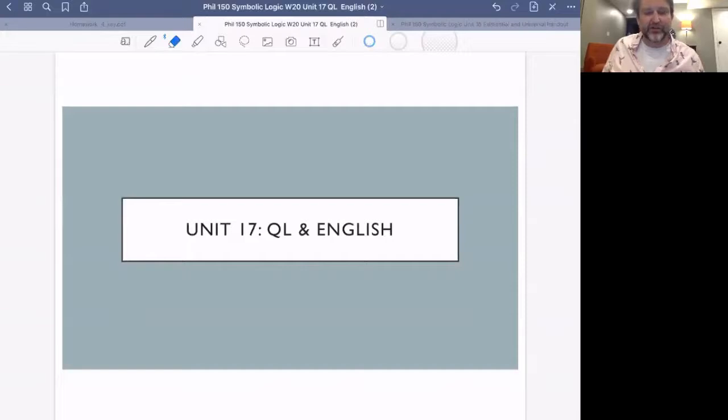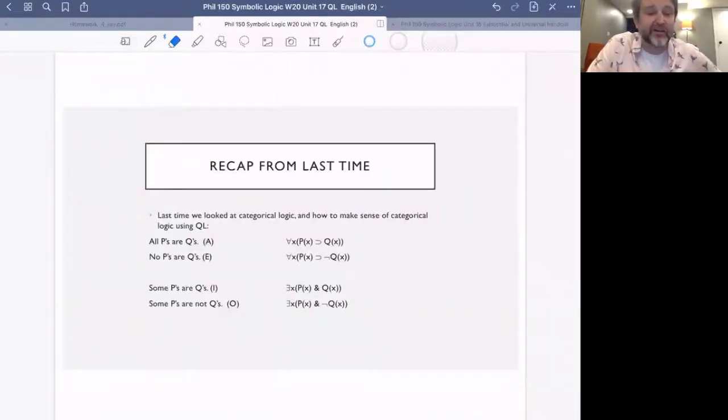Okay, welcome to Unit 17, Quantified Logic in the English Language. Tonight we're going to be talking about how to translate some typical forms of quantified sentences into QL. So last time, remember, we were introduced to the universal and the existential quantifier. And today we're going to look at how some of these quantifiers are used in some common logical sentences.